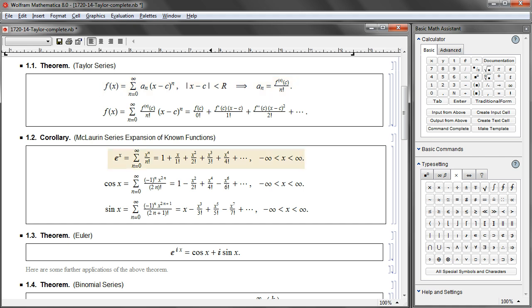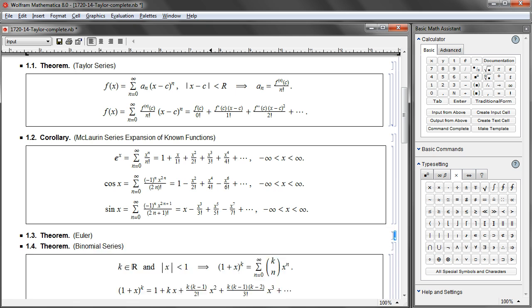e to the x function, cosine of x function, sine of x function, where c is equal to 0. And these three expansions are called Maclaurin series expansions, and they are important. The radius of convergence is infinity for all of those.